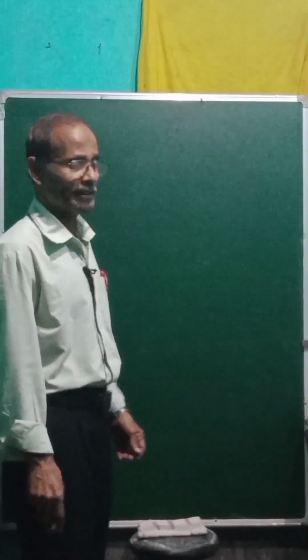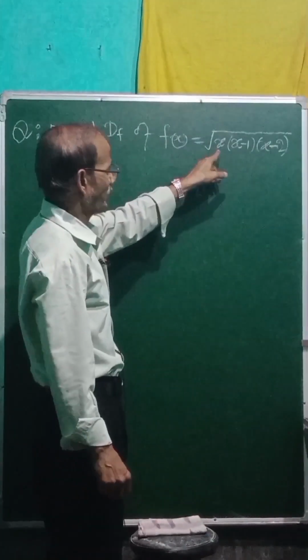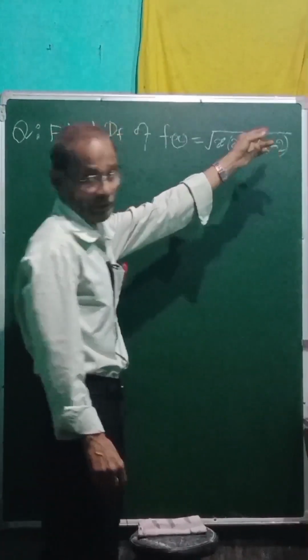In today's lecture, we are taking some different kinds of problem. Question 1. Find Df, that is the domain of the function f(x) is equal to under root x into (x minus 1) into (x minus 2).